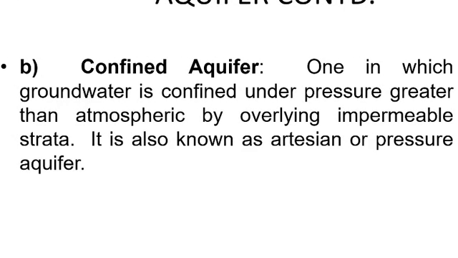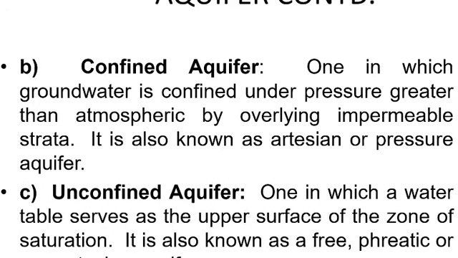So, a confined aquifer is one in which groundwater is confined under pressure greater than atmospheric pressure by overlying impermeable strata. It is also known as artesian or pressure aquifer. An unconfined aquifer, on the other hand, is one in which the water table serves as the upper surface of the zone of saturation. It is also known as free, phreatic, and non-artesian aquifer.